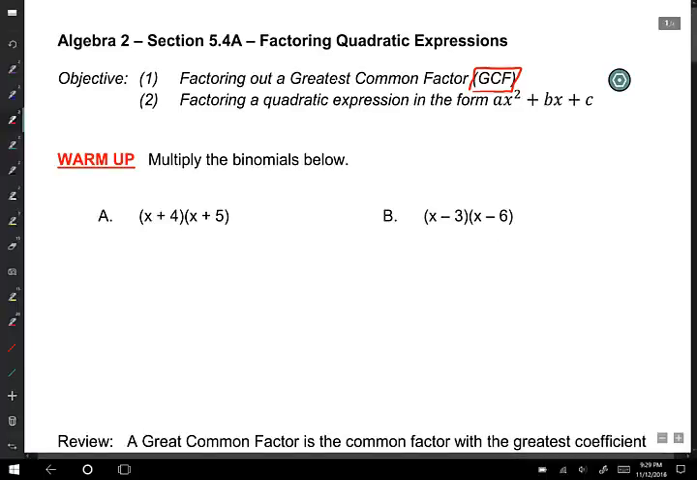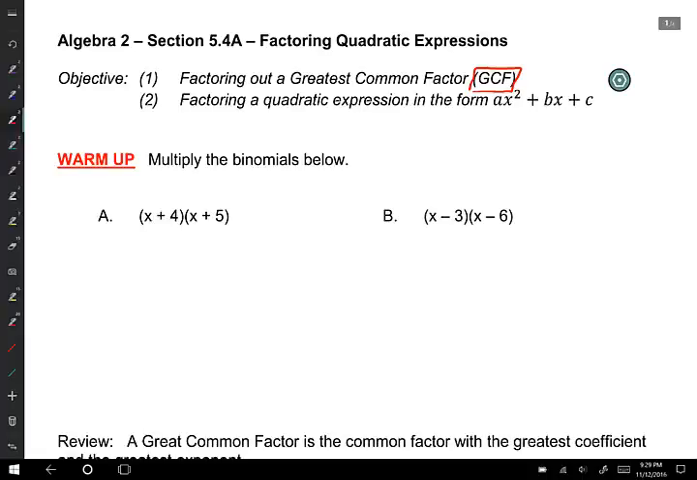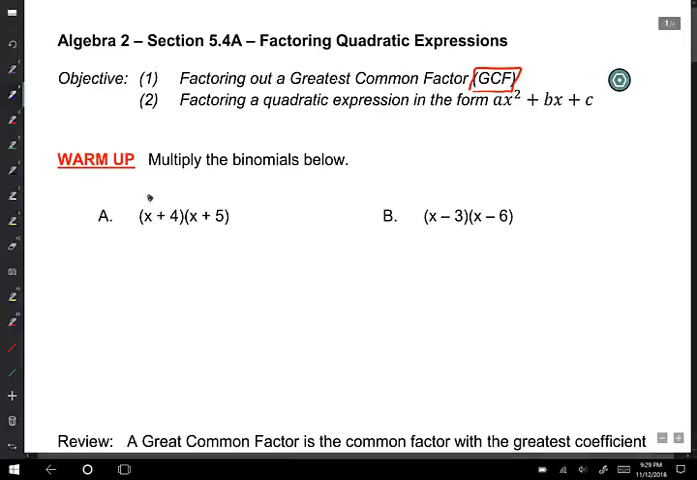Anyway, let's start with a warm-up, reviewing the ideas of multiplying two binomials together. You may remember with two binomials together, it's important to multiply the first term times the other first term. That gives us x squared. And then the first term times the last term. Some people would call those the outsides. That's 5x. And then the inside term, the last times the first or the second term. So that would give us a 4x. And then finally the 4 times the 5. And that would give us 20.